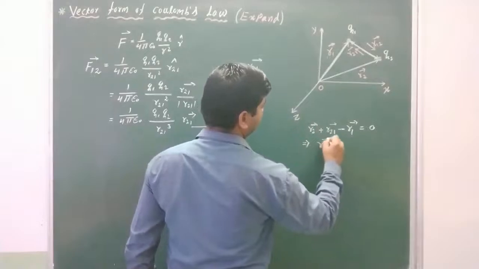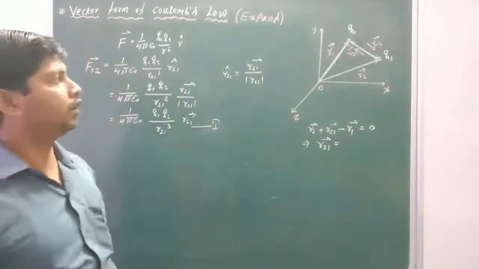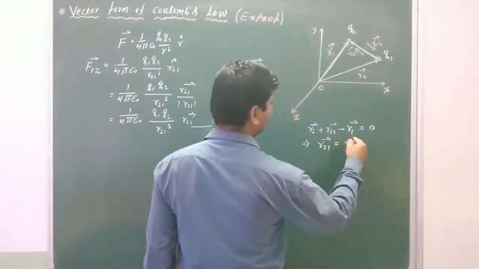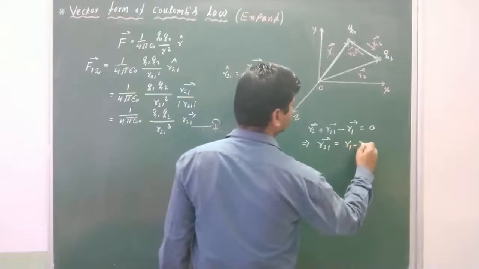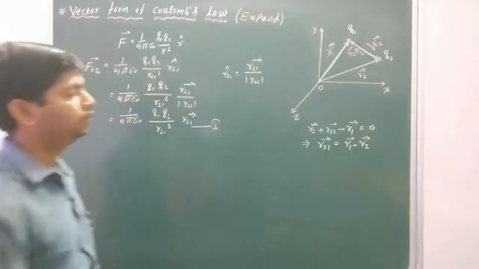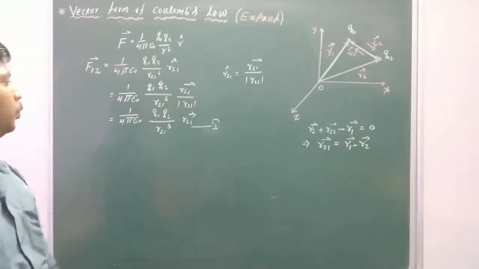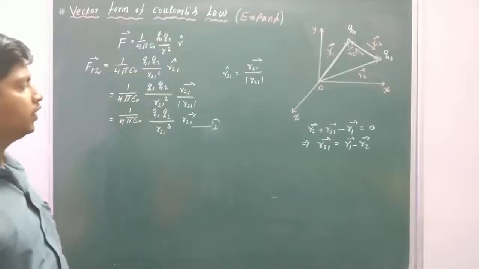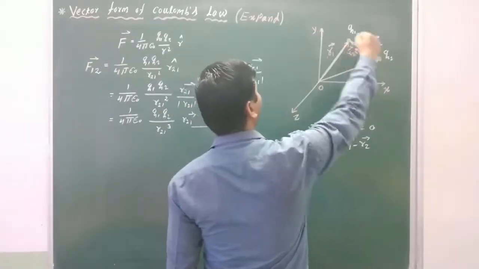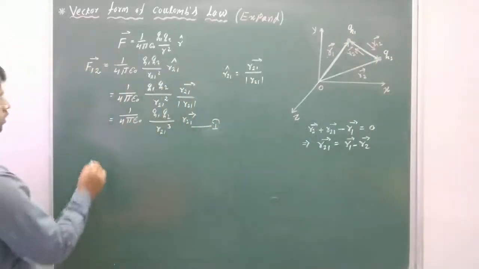Now R21 vector is equal to R1 minus R2. R1 minus R2. So that is the vector from 2 to 1, and from 1 to 2, that is R1. Now I'm going to put this here.